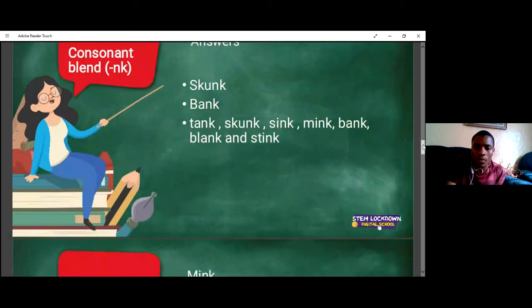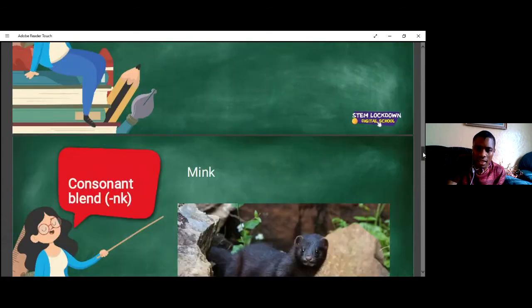And the ink words that we find are tank, skunk, sink, mink, bank, blank, and stink. Those are the words that we find in the text.